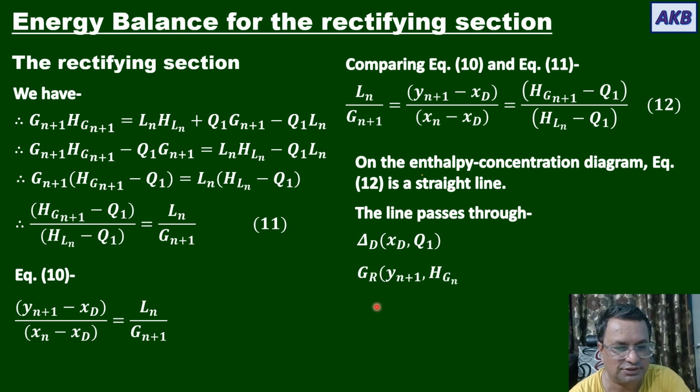Then there is one more point. I'm denoting that point by GR, and it will have coordinates of yn+1, Hgn+1. And there is one more point which I am going to denote by LR, and it will have coordinates of xn, HLn. Okay, so we are talking about equation 12, and we have understood that equation 12 represents a straight line on the enthalpy concentration diagram, and this straight line passes through these points: delta D with these coordinates, GR with these coordinates, and LR with these coordinates.